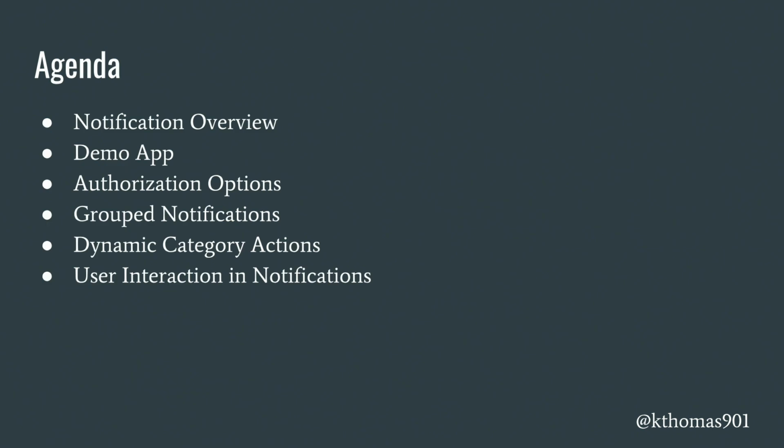Okay, so let's get to what we're going to be talking about today. First, I'm going to do a brief overview of notifications, the different types, and the features that are currently available before iOS 12. Then I'll be going over a demo app which we'll be using to add iOS 12 features to. And then the various iOS 12 features that we have: authorization options, group notifications, dynamic category actions, and user interaction within a notification. Let's start out with the overview.